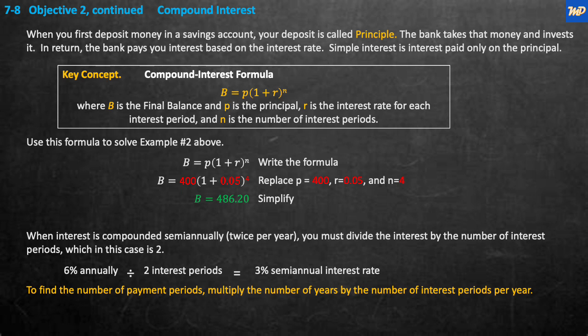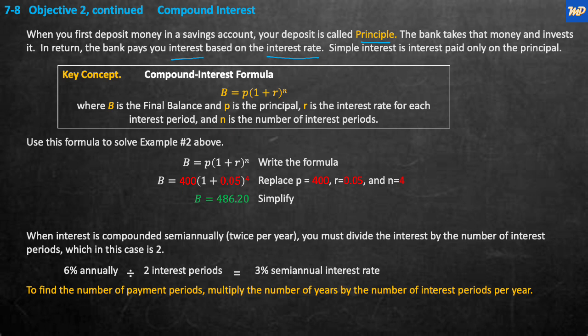So when you first deposit money into a savings account, your deposit is called, and as we know, the principal. The bank takes the money and invests it. In return, the bank pays you interest. We know that too. And that interest is based upon the interest rate. All common information. Simple interest is interest paid only on the principal. Okay, because every time we took the interest and put it back in the beginning, that was the principal. But compound interest is the formula.